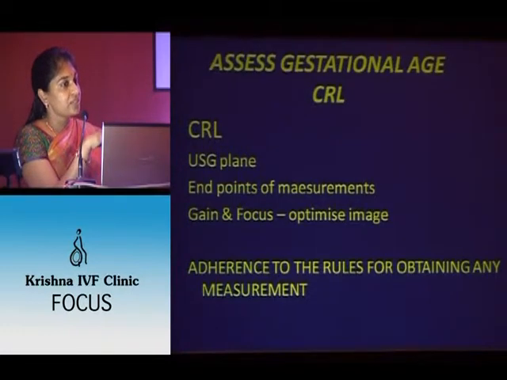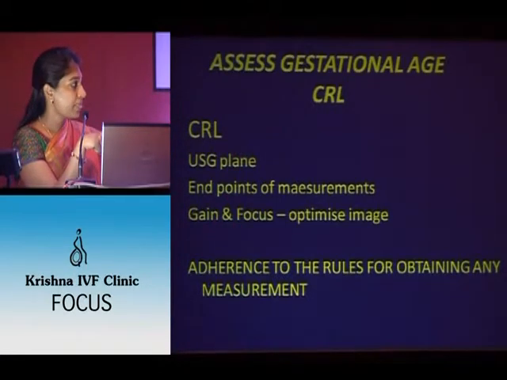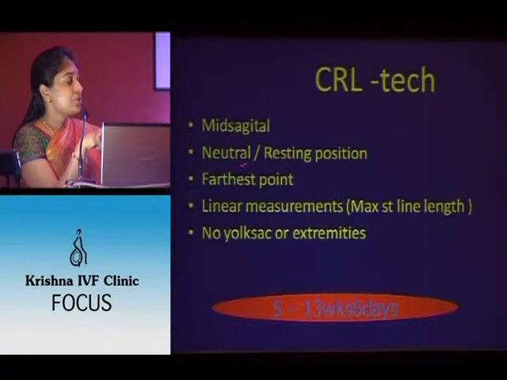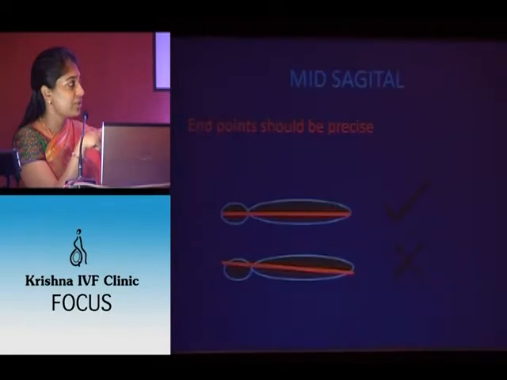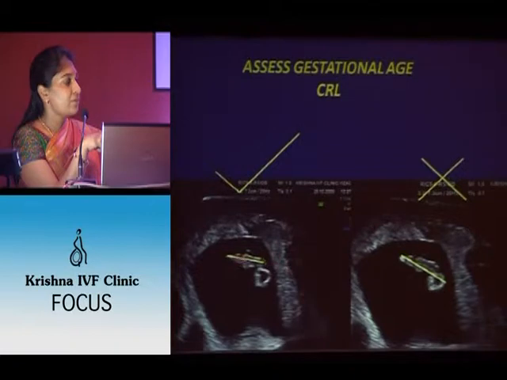To assess the gestational age, we have to follow the rules. That is, you have to use the correct ultrasound plane. The endpoints of the measurement should be precise, and your gain and focus should be optimized. It is a mid-sagittal plane, neutral or resting position is not difficult because the fetus is very small, but you have to take the linear measurement, and yolk sac and extremities should not be included in your measurement. So this is how we have to put our calipers, and this is how we have to measure the fetus. We should not include the yolk sac in our measurements.